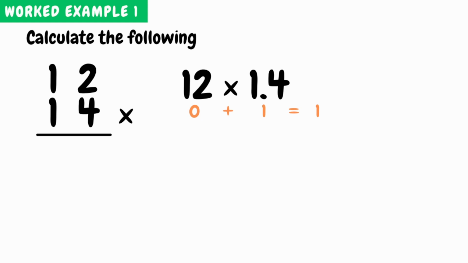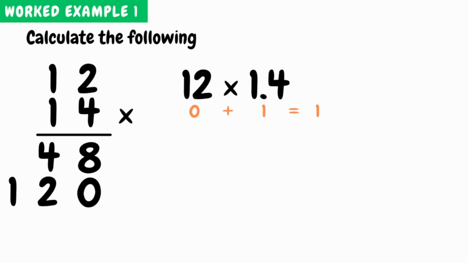To begin with, we're going to do 4 multiplied by 2, that's going to give us 8. We then do 4 multiplied by 1, which gives us 4. Now because we're moving over to the 1 in the tens column in the 14, we need a placeholder. So I'm going to put a 0 in the units column. I'm then going to do 1 multiplied by 2, which is 2. And we've then got 1 multiplied by 1, which is simply 1. Now we've got these two numbers, 48 and 120. We now need to add these together.